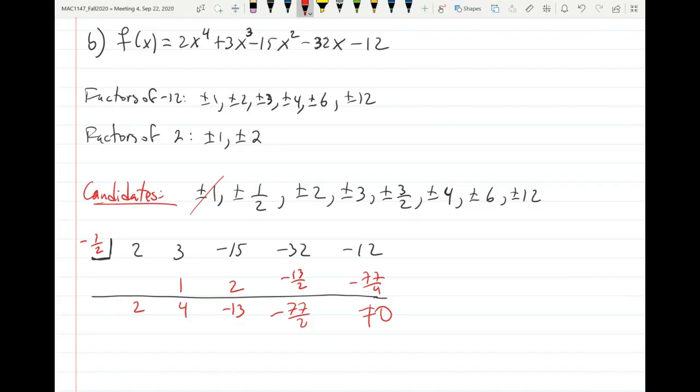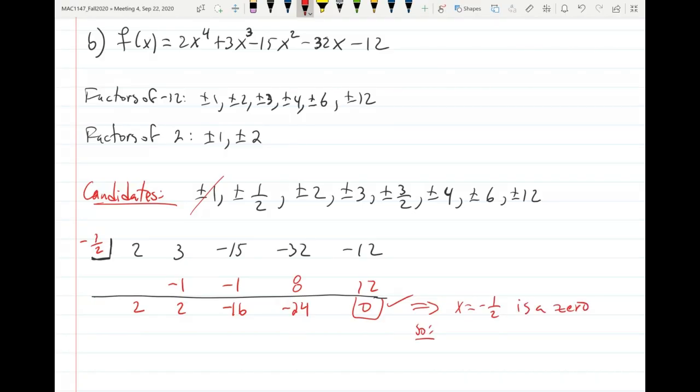Let's try now -1/2. Okay. So try -1/2. Let's see. So we bring the 2 down. We multiply. So this time we get here -1. So this is a 2. Then here we get -1. So we get -16. Multiply, +8. -32 plus 8. That's -24. When you multiply, we get +12. Bingo. We found 1. Okay? So you found a 0. So what does this mean? The remainder is 0. So that means that x equals -1/2 is a 0.